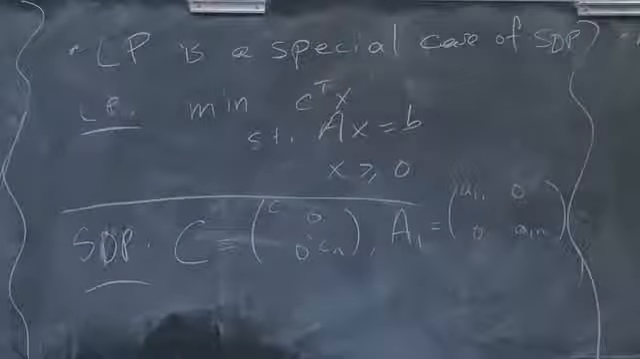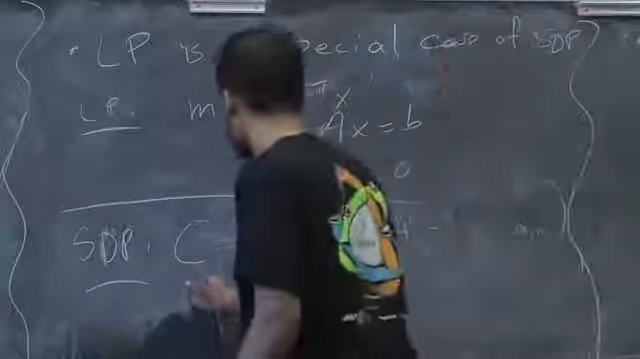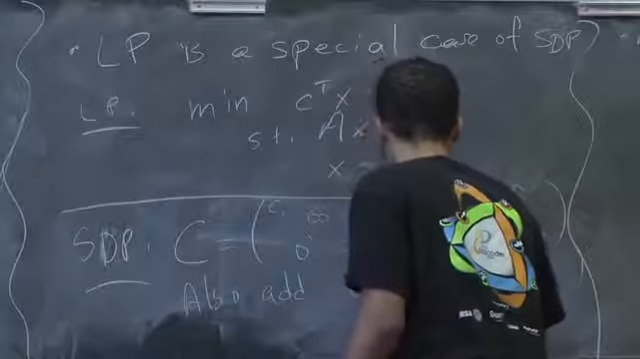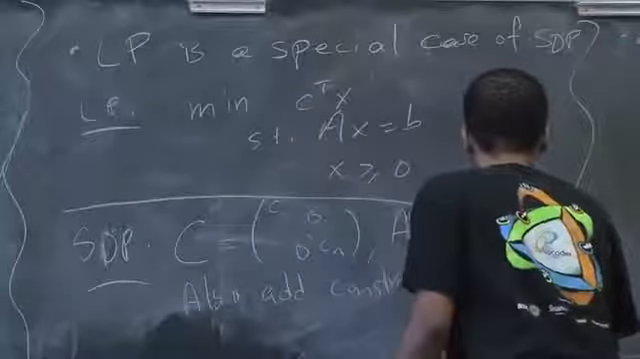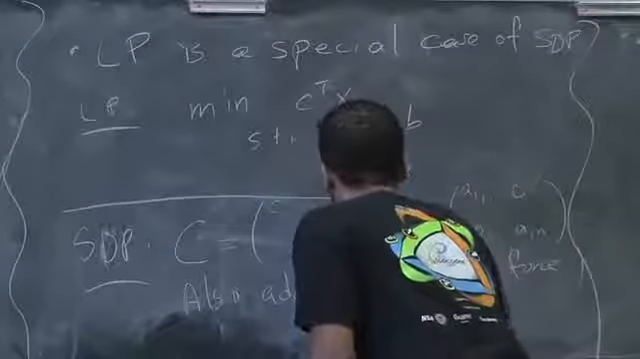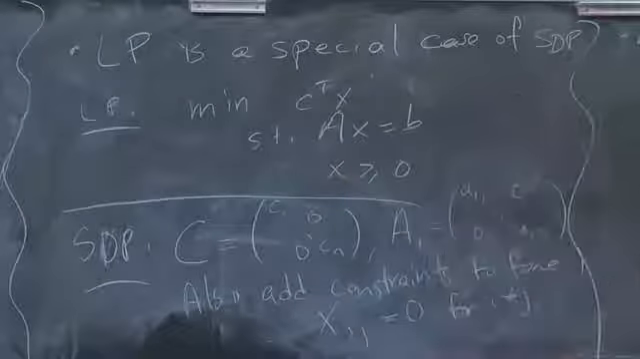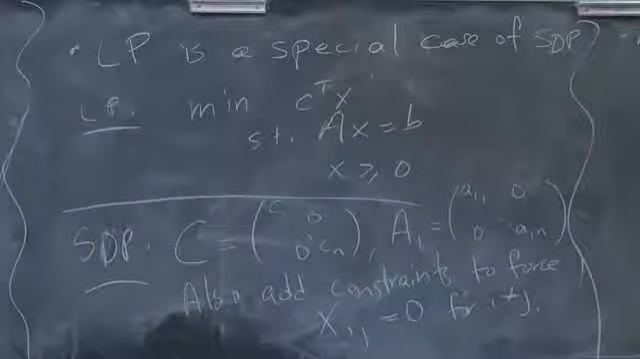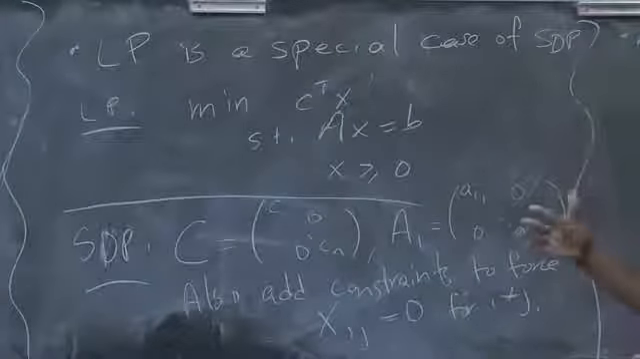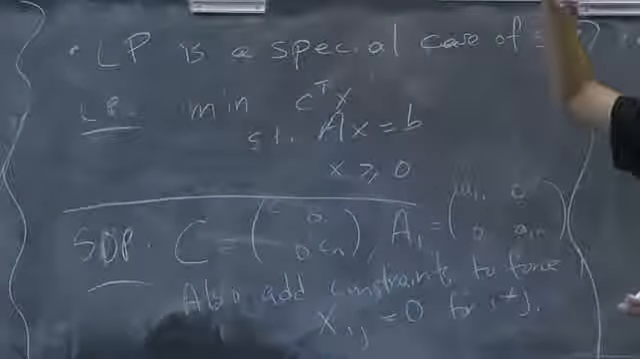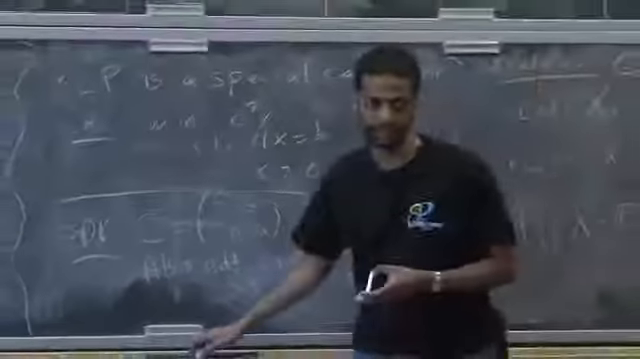And then we'll also add constraints to force x_ij equals 0 for i not equal to j. You can add more constraints to force that. And to say that X is PSD, well, it's a diagonal matrix, so all the eigenvalues have to be non-negative, which means all the entries on the diagonal have to be non-negative. Okay, so LP is just a special case of SDP.